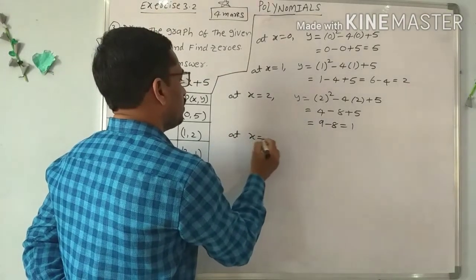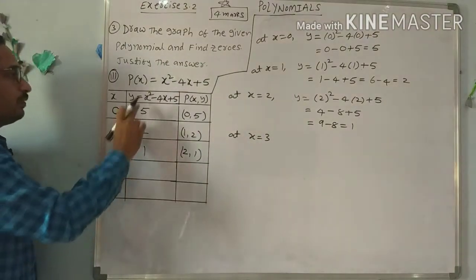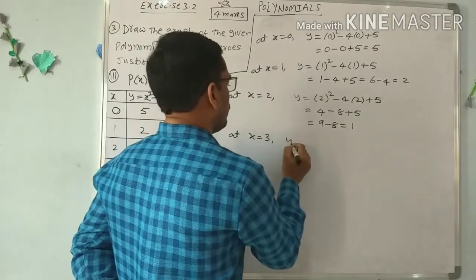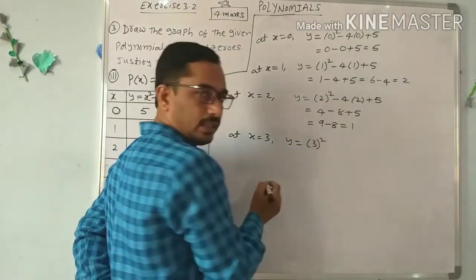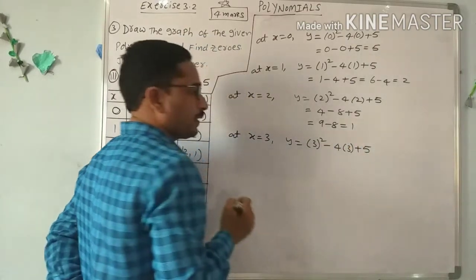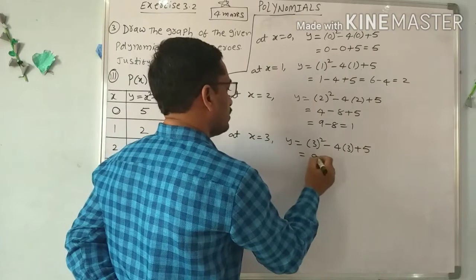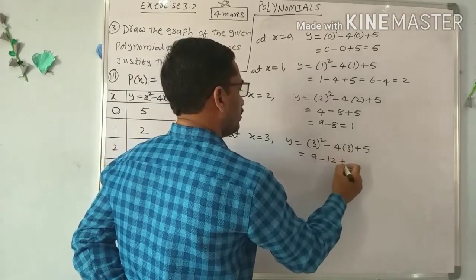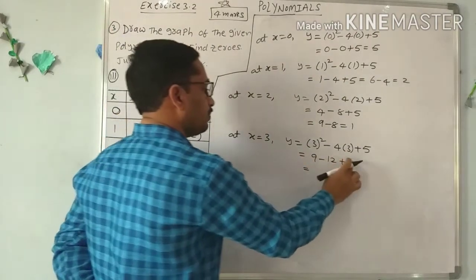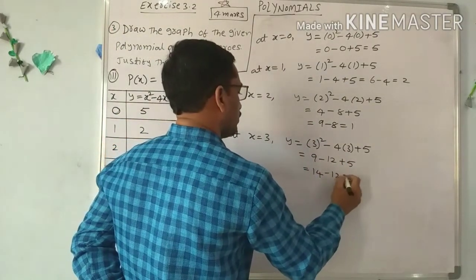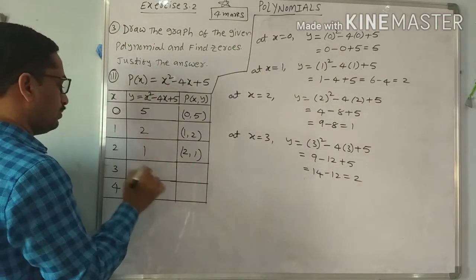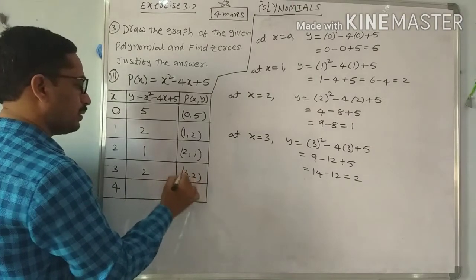Next, at x equal to 3, find out y value by substituting x equal to 3 in the polynomial. So y equal to 3 square minus 4 into 3 plus 5. 3 square value 9, 4 into 3, 12 plus 5. Now add positive numbers, 9 plus 5, 14, minus 12, value 2. So at x equal to 3, y value 2. So coordinate (3, 2).